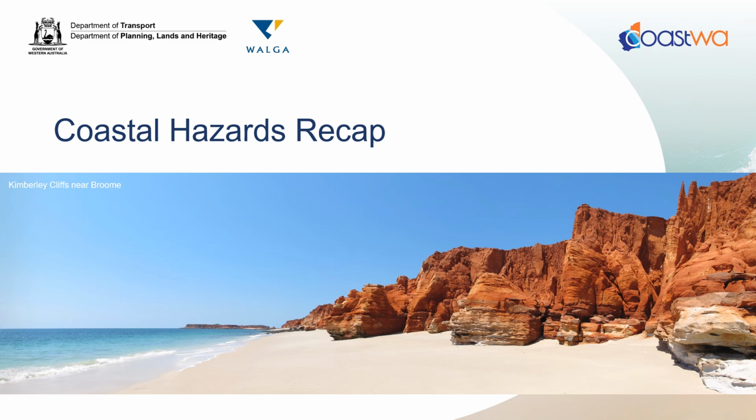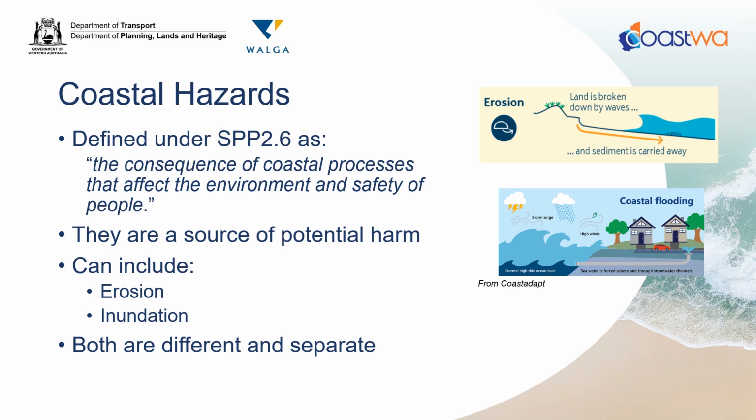So we'll now provide a little recap on coastal hazards and coastal processes and the importance of these. So coastal hazards have been discussed in previous modules, but they're defined under State Coastal Planning Policy as the consequence of coastal processes that affect the environment and safety of people. So the impacts of the action of the ocean. And in this context, they're a source of potential harm.